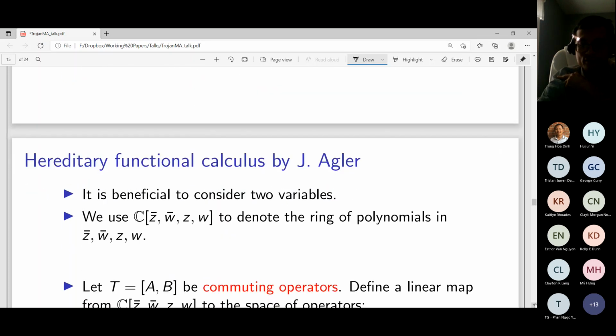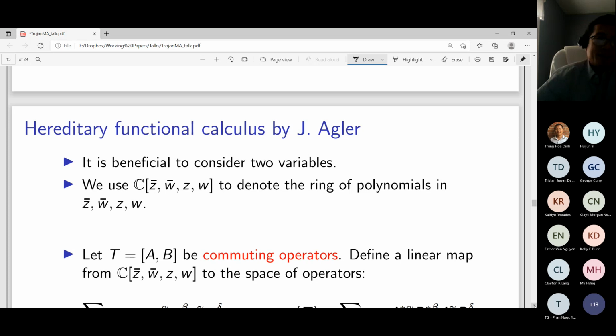Now, the hereditary functional calculus by Jim Agler, he introduced this in a different paper, not on the study of m-isometry, but in a different paper. But they also use functional calculus in the study of m-isometry for sure. That's why it's beneficial to consider two variables. So let me use the standard notation C of this to denote the ring of polynomials in two variables with their conjugates.